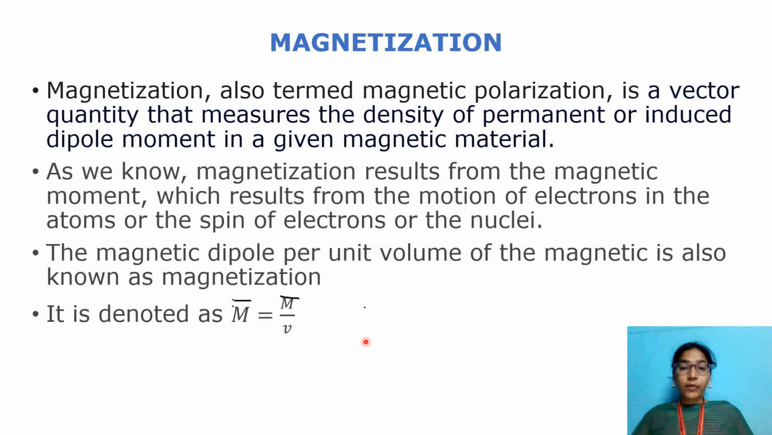The magnetization is a vector quantity and it induces a dipole moment in the material. In short, the magnetic dipole per unit volume of the magnet is also known as the magnetization. It is denoted as M equals m by V.